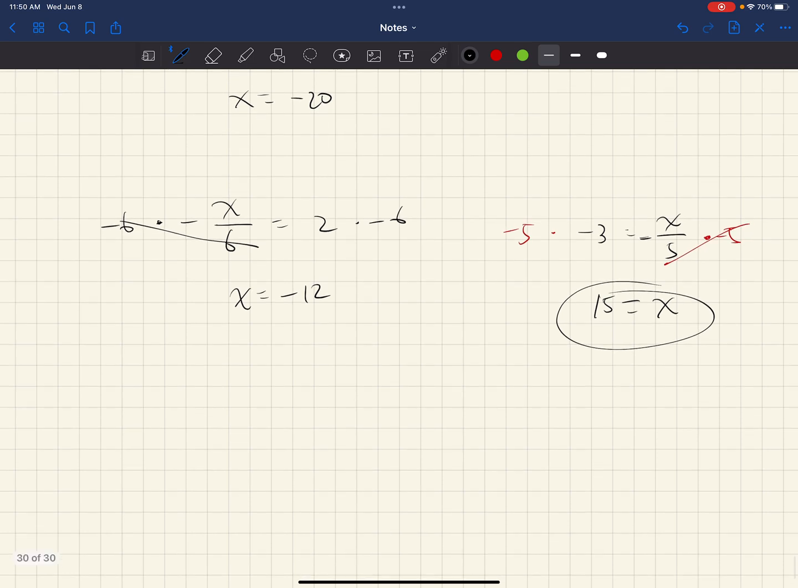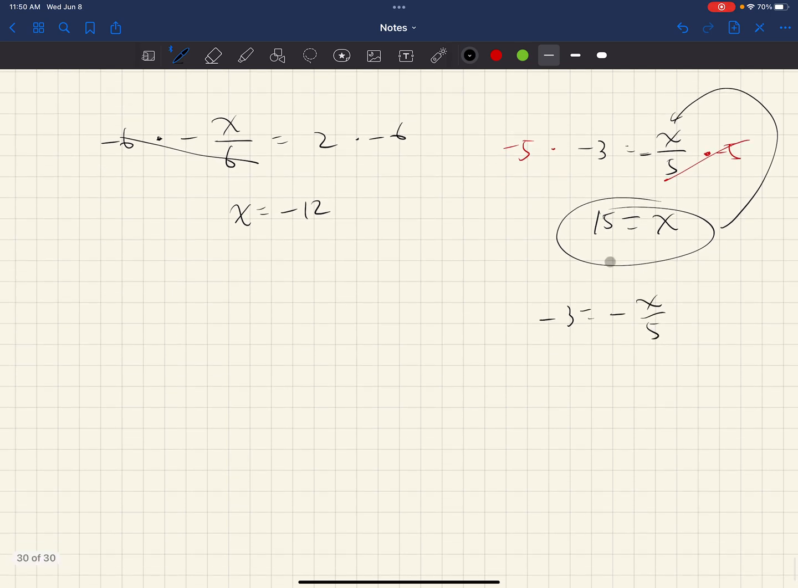And let's take a look. If I put 15 back inside, so negative 3 equals negative x over 5, that's the original problem. If I put 15 back inside, so negative 3 is equal to negative 15 over 5. 15 divided by 5 is 3, so negative 3 equals negative 3, and it checks out.